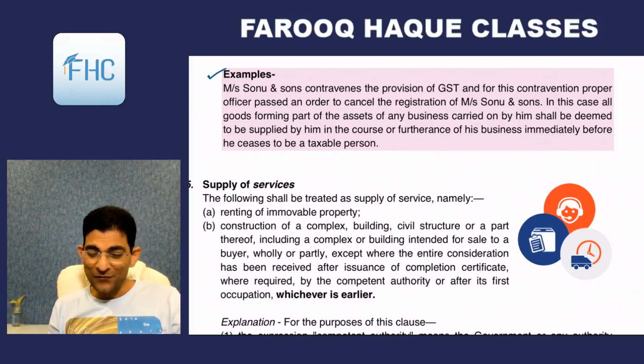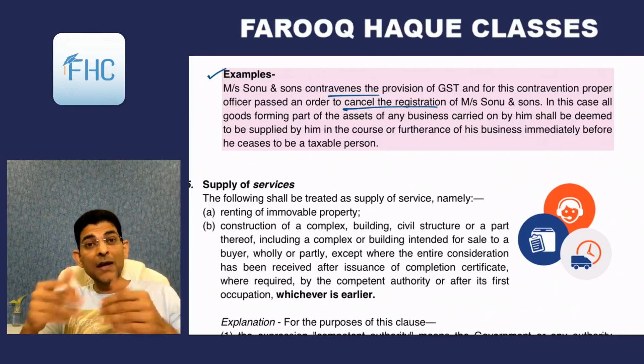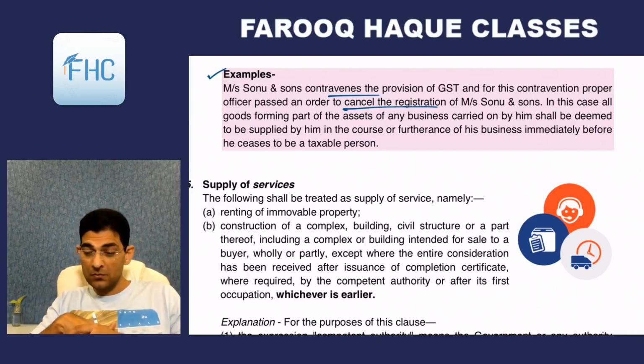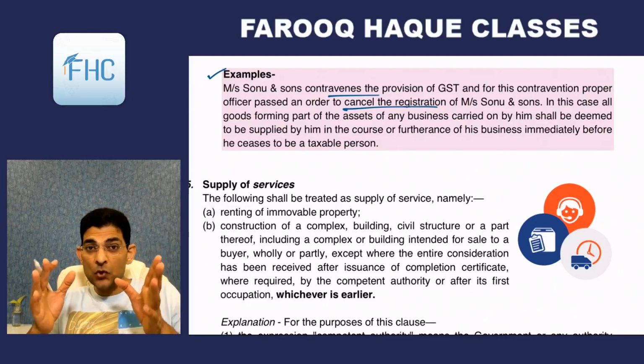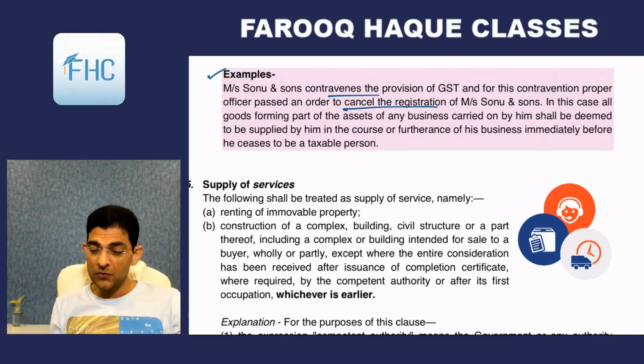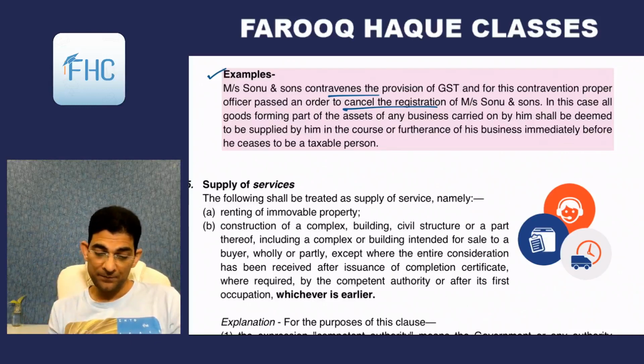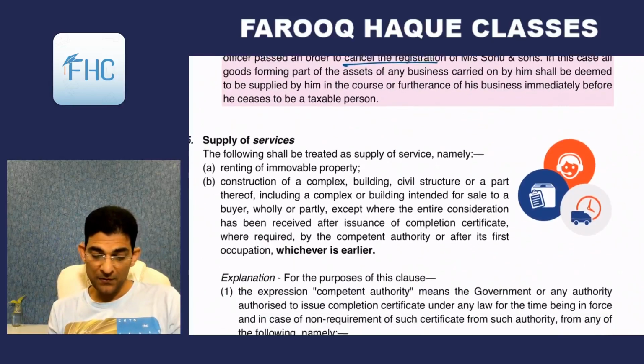Leave it. He contravenes the provisions of GST, and for this contravention, the proper officer passed an order to cancel the registration. This can also happen. The officer cancels your registration, so you cease to be a taxable person. So what do you have to do? You have to pay tax on the stock that you possess at that point of time. Whatever stock you possess on the immediately preceding day will be liable to tax. Simple.